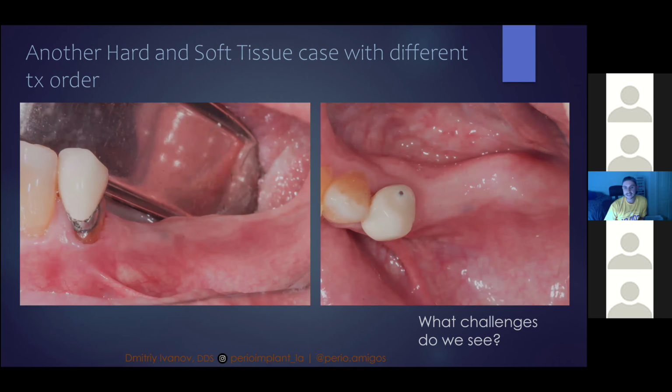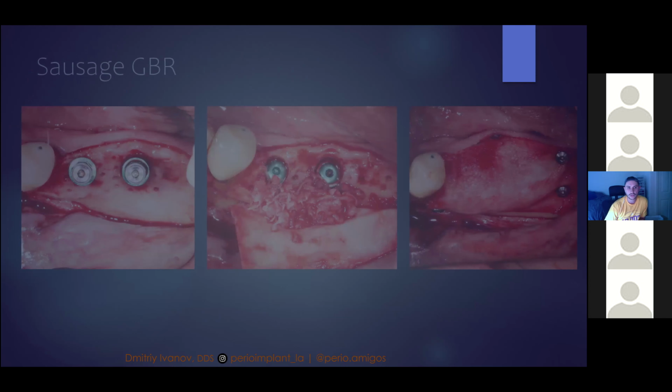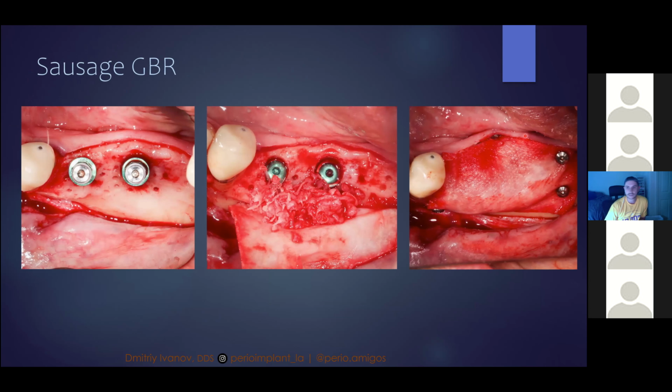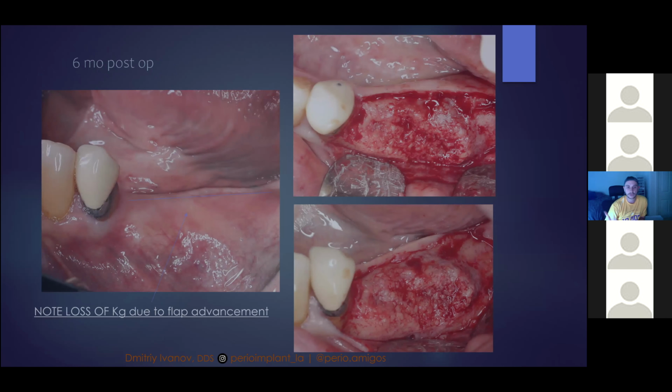So this case needed a large GBR. It's a decent defect in terms of containment, so kind of an easy defect to grow bone. So we placed our implants and used a sausage and sandwich technique here to do the graft. I love this membrane. This is a Salvin Renovix Plus membrane. If you guys use that, it's a great membrane for sausage augmentation with most secured tacks. I get it from Salvin. And the autogenous shavings were also scraped from the local area.